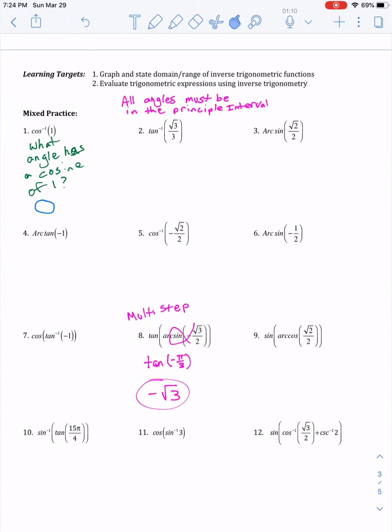You'll see that there's multiple trigs, which these are kind of like compositions. We have multiple operations within this evaluation. Anytime you see arcsine or inverse with the negative 1, think angle. So problem 8 I've started for you. When it says arcsine negative root 3 over 2, that's talking about some angle. Can we evaluate that? Yes. What angle has a sine of negative root 3 over 2? Negative pi over 3. So that's what I've put.